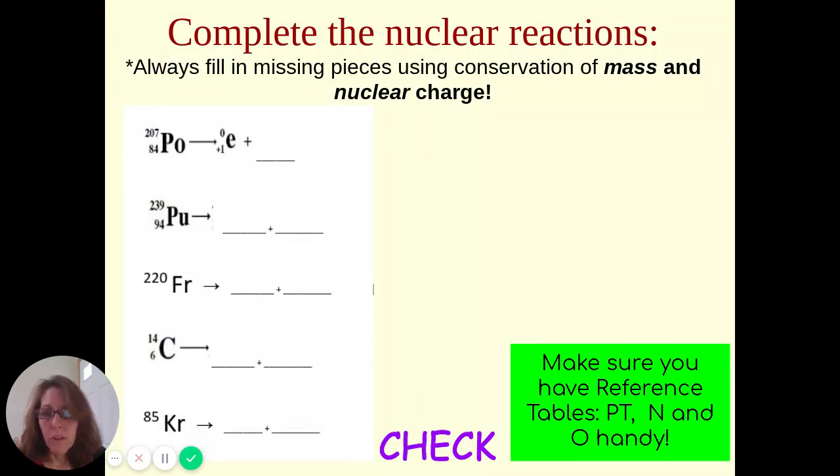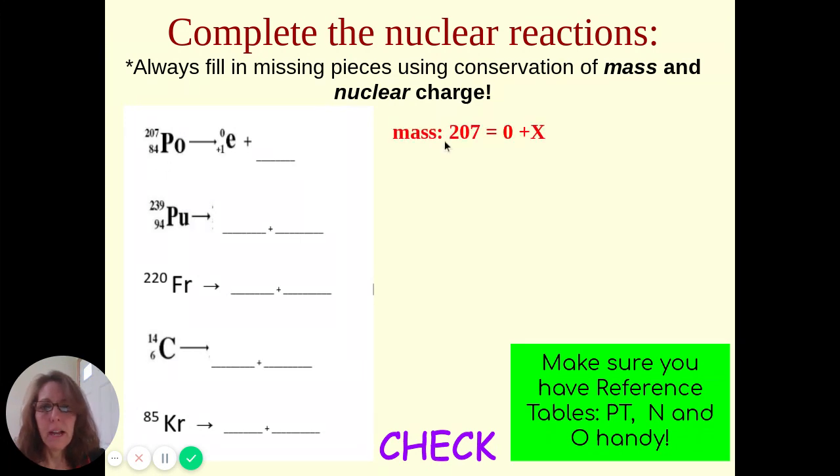So one of the things you'll be able to do at this point is to complete nuclear reactions. You can fill in the missing particles by using the conservation of mass and conservation of nuclear charge. Again, the number on top is our mass number. The one on the bottom is the nuclear charge. So I'll walk you through the first one in my thought process.